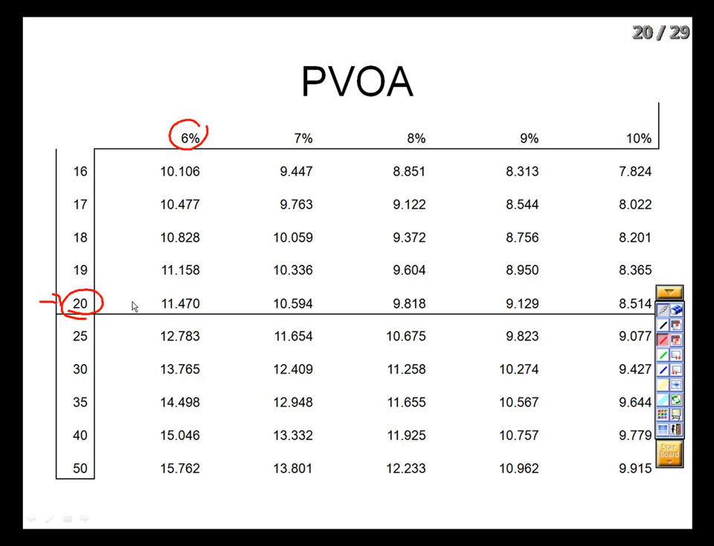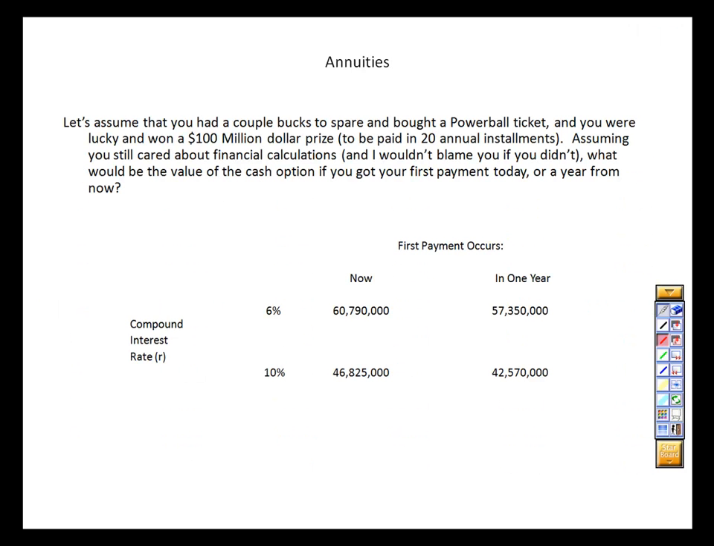So here we have our 20-year row, and the present value of that $5 million annuity will depend upon the interest rate that we use. If we assume that we can earn 6% on our annuity, the cash option will be $5 million times 11.47, or about $57 million in change. If, on the other hand, the expectation is that we can earn 10% on our money, over here we'll multiply that $5 million by 8.514.